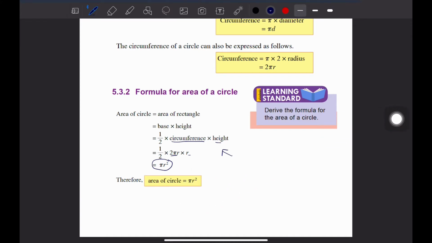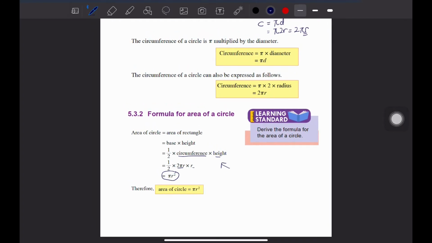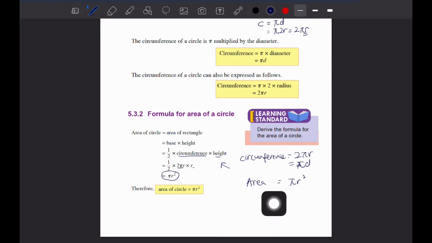So for this subtopic, you need to know the circumference and area. This is the first one. Circumference, I write it over here. Circumference is 2 pi r, or pi d. And area is pi r square. You must remember, this is the circumference for the whole circle, and this is area for the whole circle, not a part of circumference, not a part of an area, the whole circle. Ini adalah rumus untuk keseluruhan bulatan.